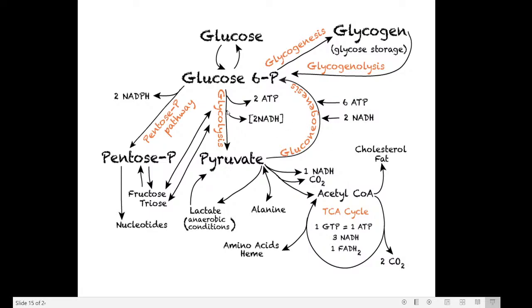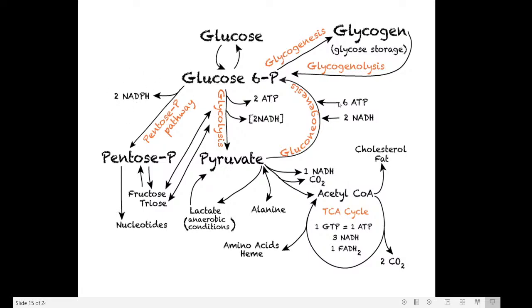In this process, we need to add the 6 ATP and 2 NADH because that is a reverse pathway. So only we add them. That is gluconeogenesis. In the pentose pathway, glucose 6 phosphate undergoes the pentose pathway, producing 2 NADPH. Okay, it's a very important thing in the metabolic pathway. The production of ATP and NADPH is very important.